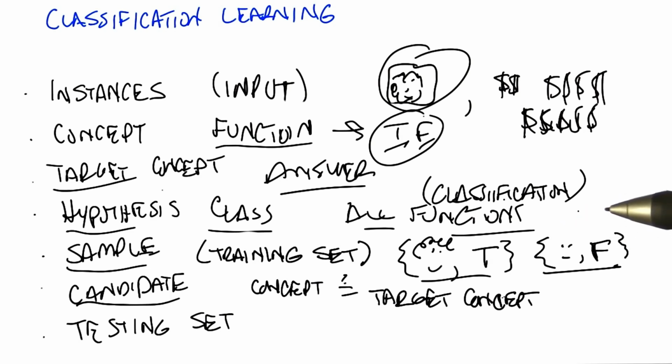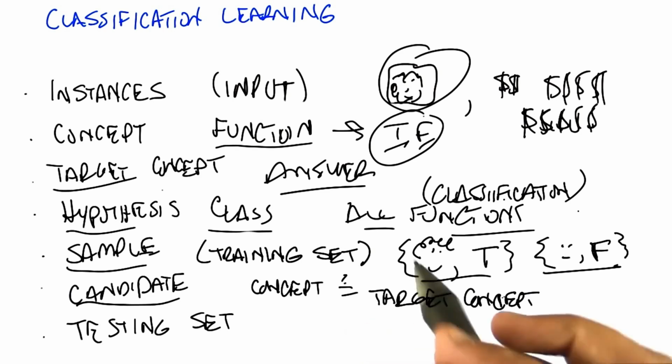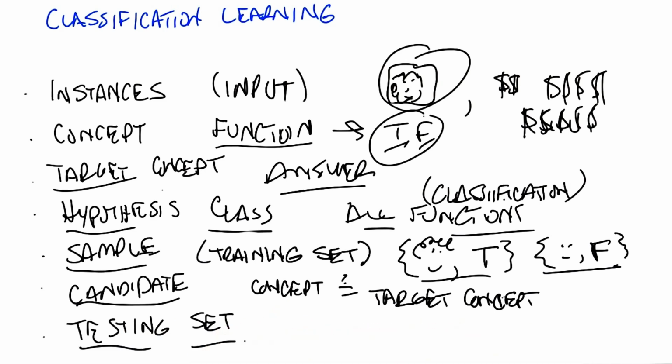And people who do not have curly hair are in fact not credit worthy. So that's your target concept. And so then the question is, given that you have a bunch of examples and you have a particular candidate or a candidate concept, how do you know whether you're right or wrong? How do you know whether it's a good candidate or not? And that's where the testing set comes in.